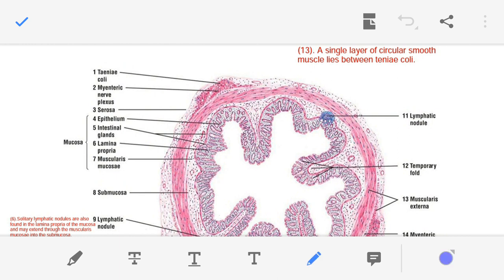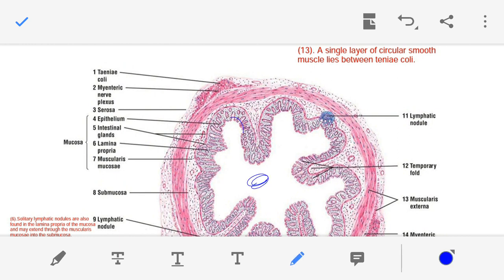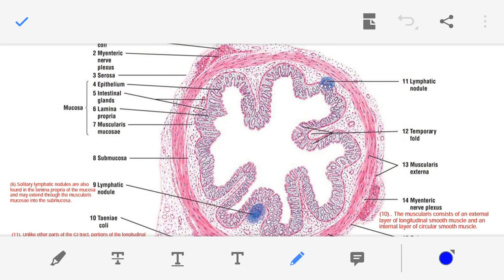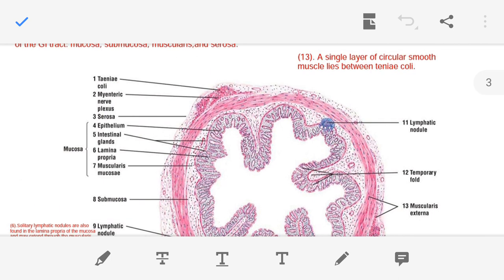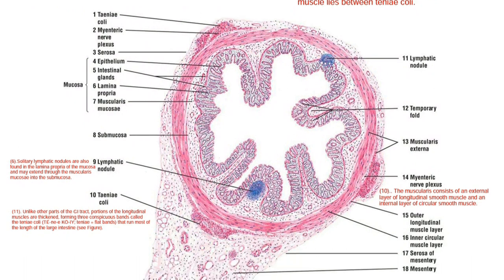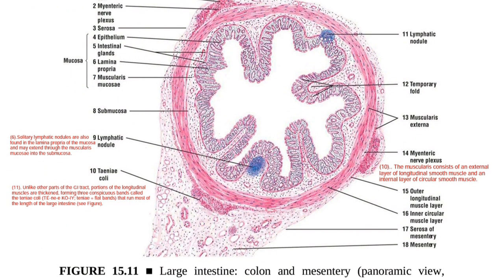Around the lumen, the innermost layer is the mucosa. Then mucosa is followed by submucosa. After submucosa, there is the muscularis layer, and the outermost is the serosa. These are the four layers. So in this figure, you go through all the names.